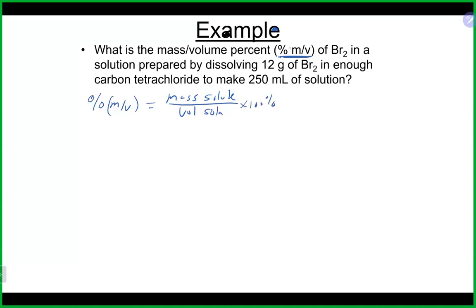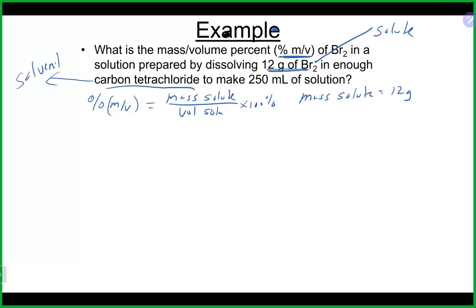In this particular case, we have 12 grams of Br2. That is the mass of the solute. That is the smaller part of the solution, which is our 12 grams. We have carbon tetrachloride, and in this case, the carbon tetrachloride is actually the solvent. And we have enough solution here to make a volume of 250 milliliters. That's actually everything we need to calculate it.